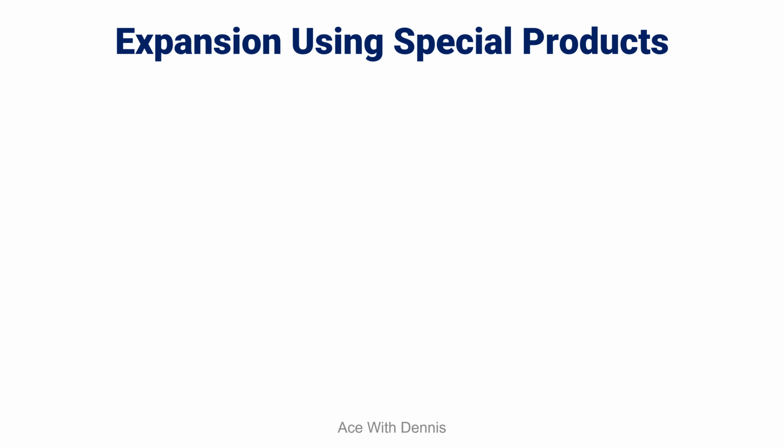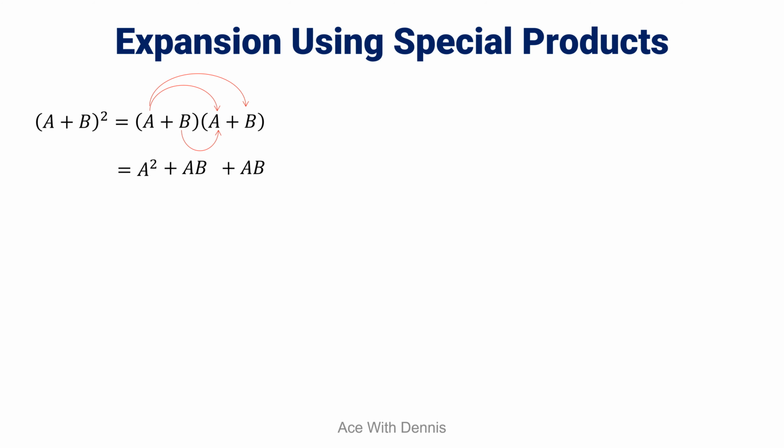Now, let's discuss expansion using special products. There are three cases under this topic. The first case is (a + b) squared. When we want to expand, we can treat it as (a + b)(a + b). Then we multiply these two brackets. a times a, we get a squared. a times b, we get positive ab. b times a, we get positive ab. And b times b, we get positive b squared. Then we group the like terms together. We get a squared plus 2ab plus b squared.